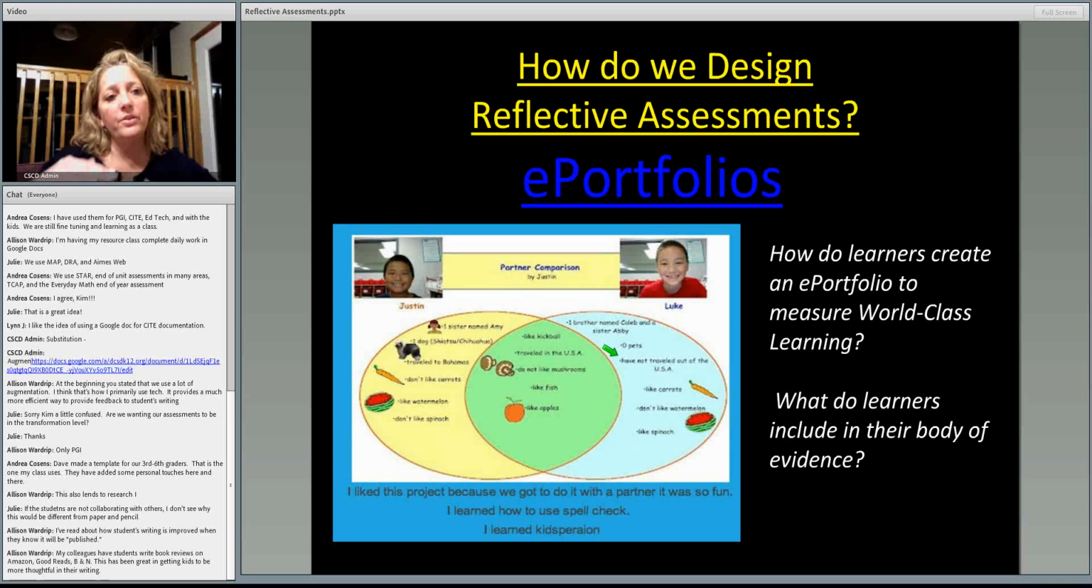So when you're thinking about the rubric, about where it is in the SAMR model, is it at augmentation, or is there a tweak we would recommend to make it a modification? So I hope that was a good example of where we're going. If the students are not collaborating with others, I don't see why this would be different from paper and pencil. Exactly. So it would really be more of a substitution. And that's exactly what we're going to look at when people are creating e-portfolios.